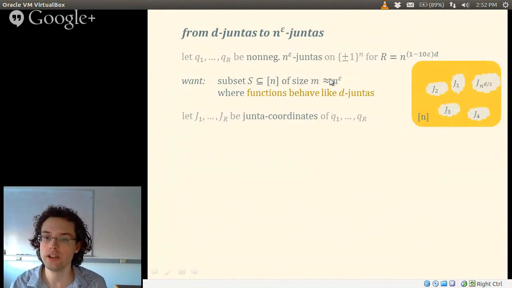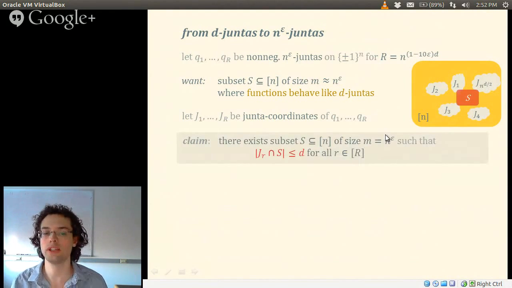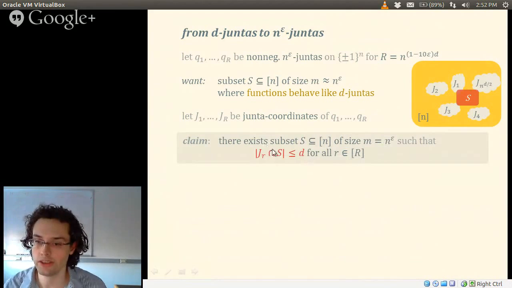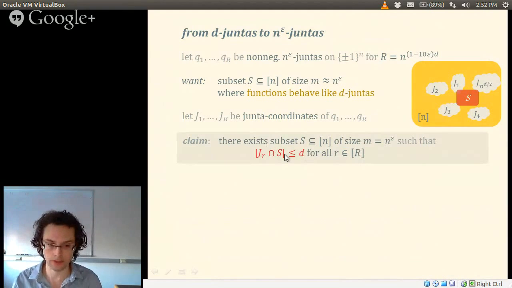So let's look at the junta sets of these R functions that we're given, J1 up to JR. These are sets of size n to the epsilon, subsets of the vertices. Roughly n to the d subsets of the vertices, each of size n to the epsilon. What we want to show is that there exists some subset that's not too small that intersects each of these sets in at most d places.